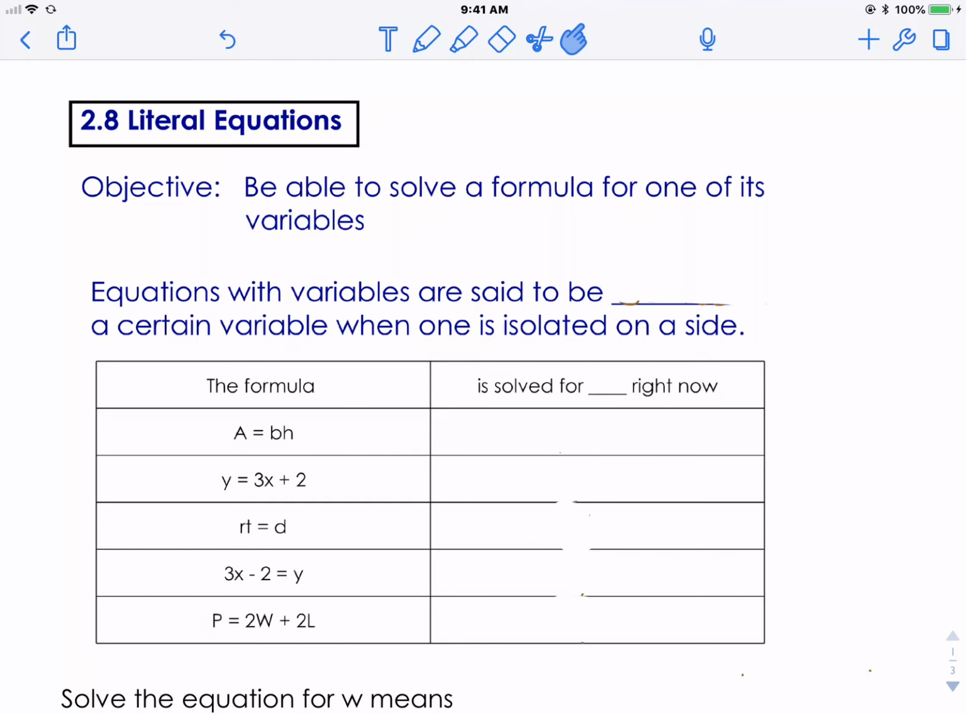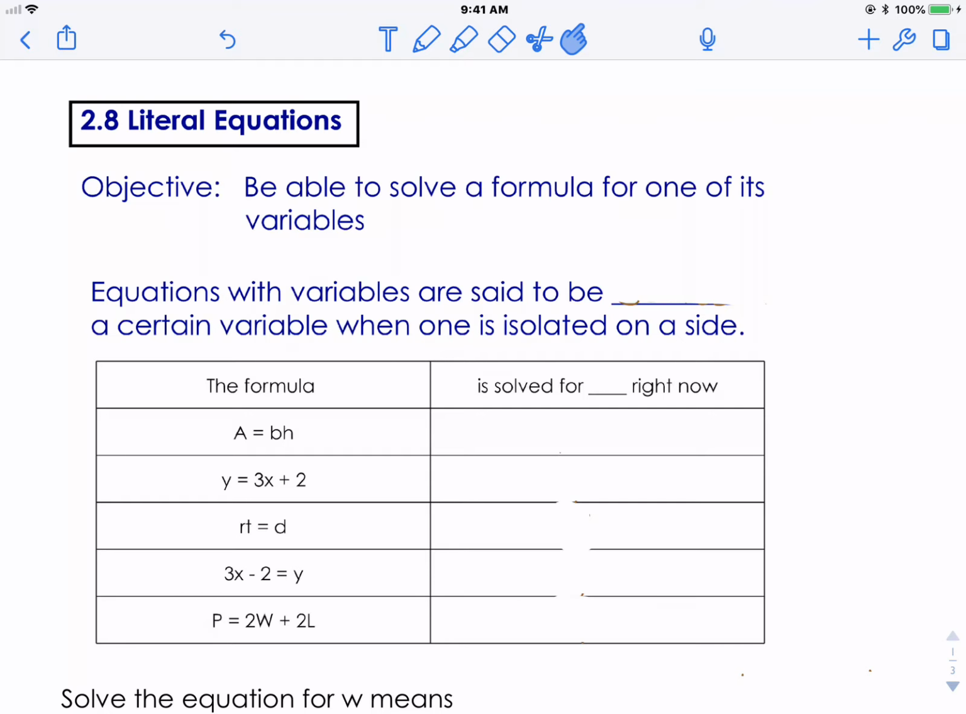This is a lesson video for 2.8, which is about something called literal equations. The idea is that after you've solved a lot of equations with numbers and one variable, we should be able to use those skills to apply another idea that we need in math and science. Some equations need to get moved around.